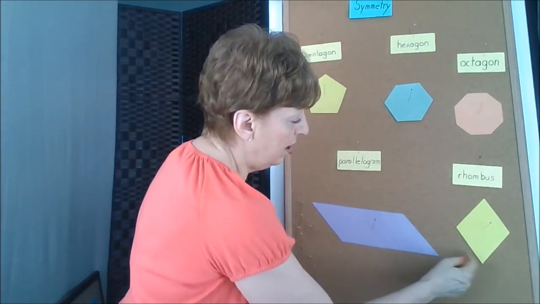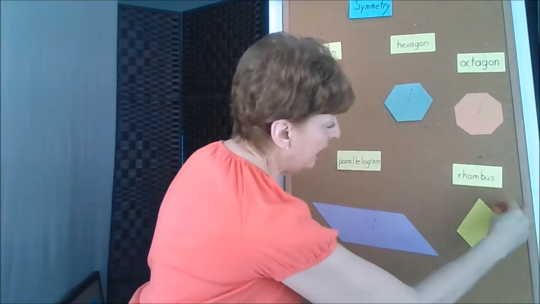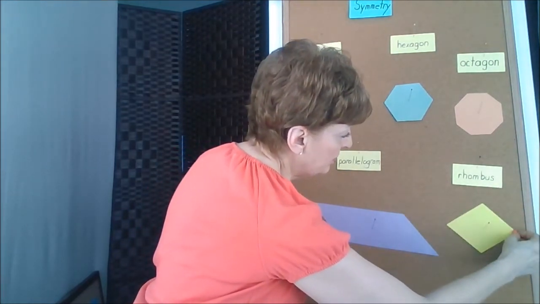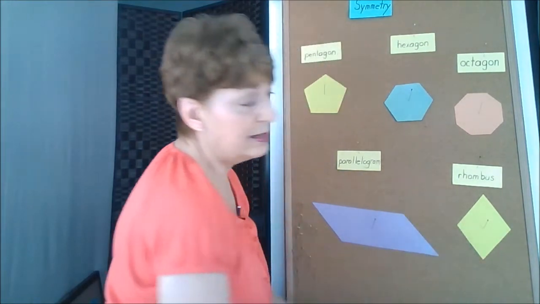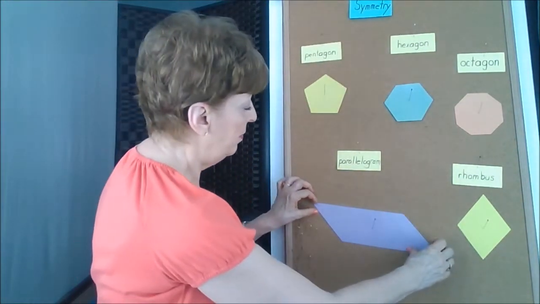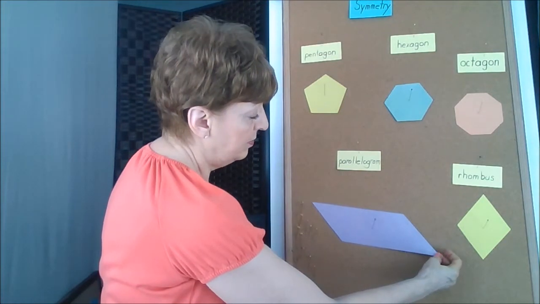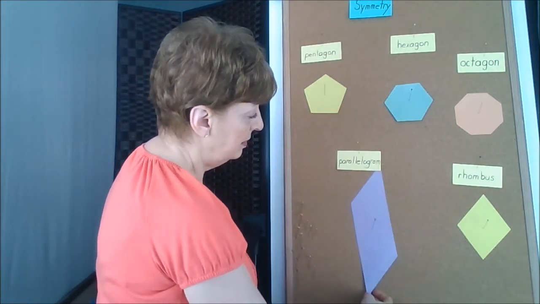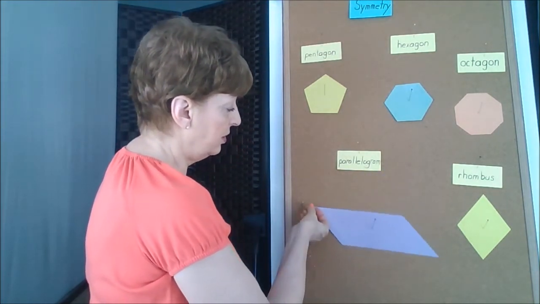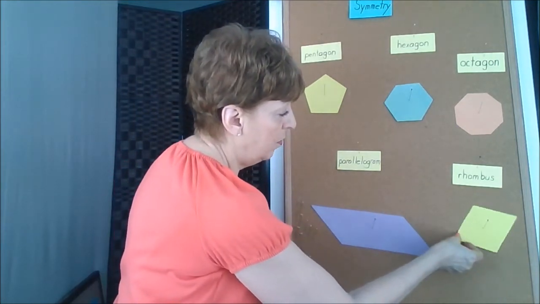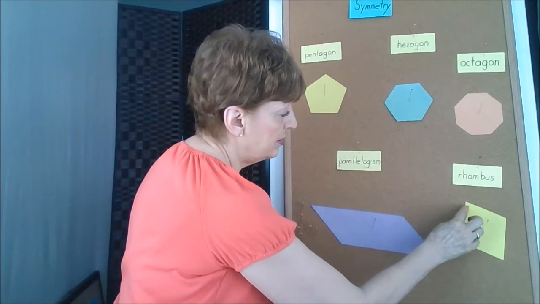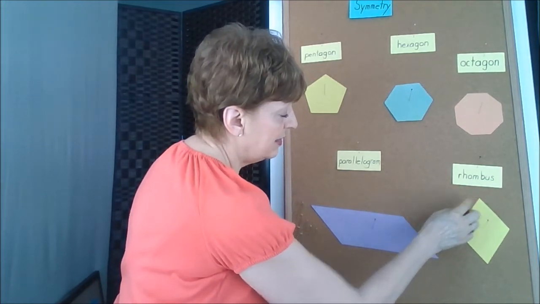It looks long. So on this rhombus, I have to turn this 2 turns, 1, 2, before the shape looks like it did when we started, just like the parallelogram. I have to make 1, 2 turns before it looks the same as what we started. And here we're going to have to make 1, 2 turns before it looks the same.